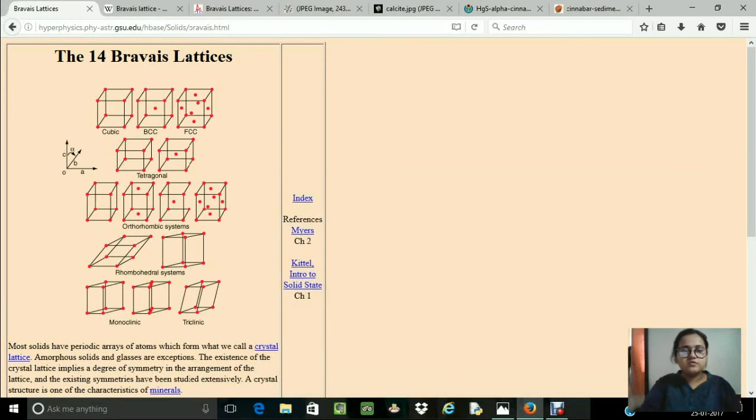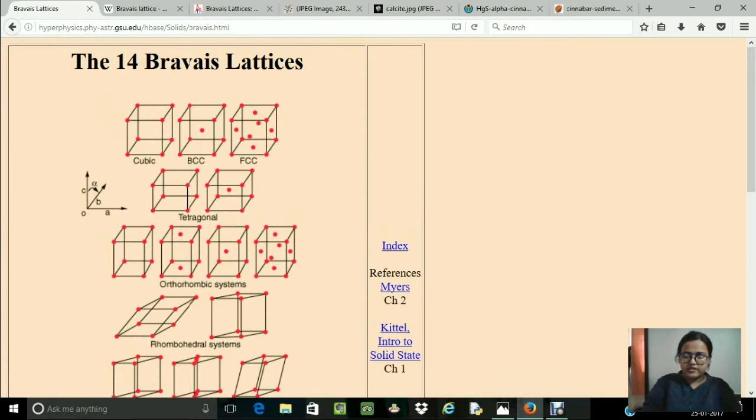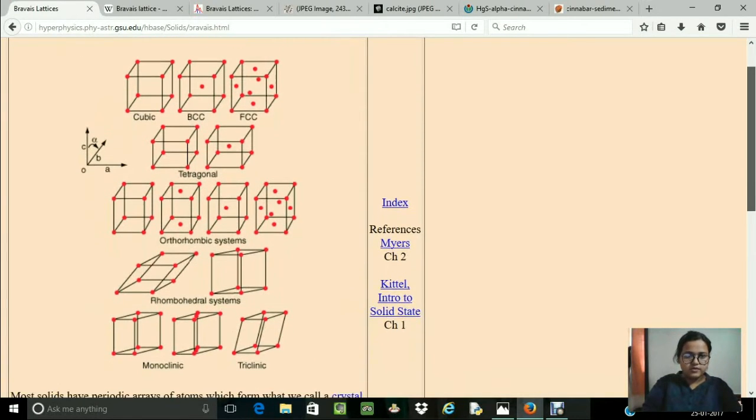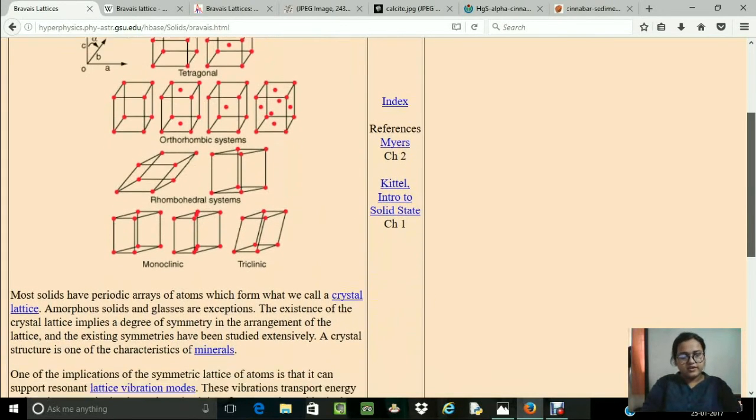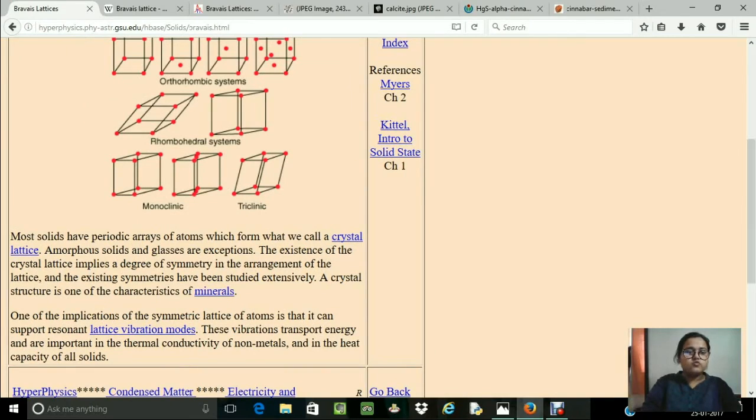As we know, we have 14 Bravais lattices, and these are the 14 Bravais lattices: cubic, BCC, FCC, tetragonal, orthorhombic systems, rhombohedral systems, monoclinic and triclinic. Most solids have periodic arrays of atoms which form what we call a crystal lattice. Amorphous solids and glasses are exceptions. The existence of the crystal lattice implies a degree of symmetry in the arrangement, and these symmetries have been studied extensively. A crystal structure is one of the characteristics of minerals.